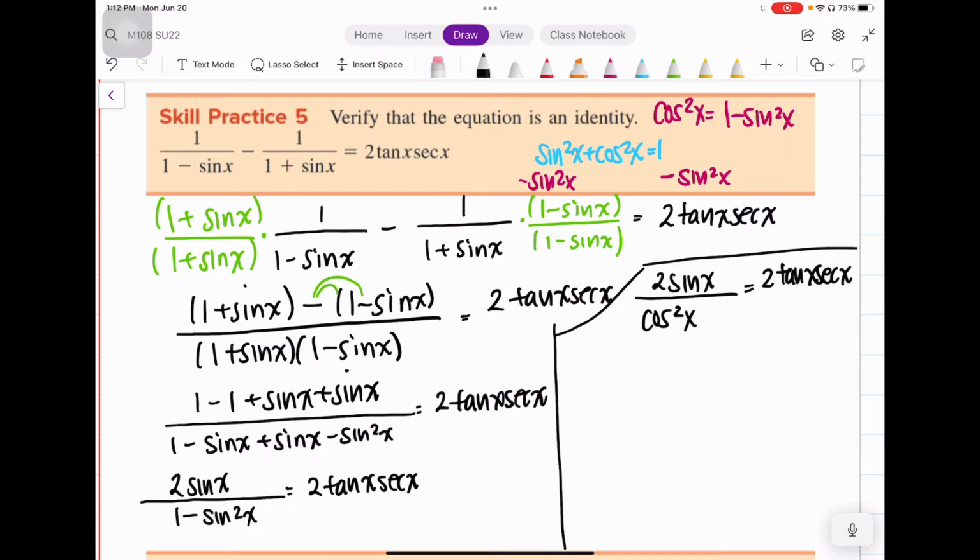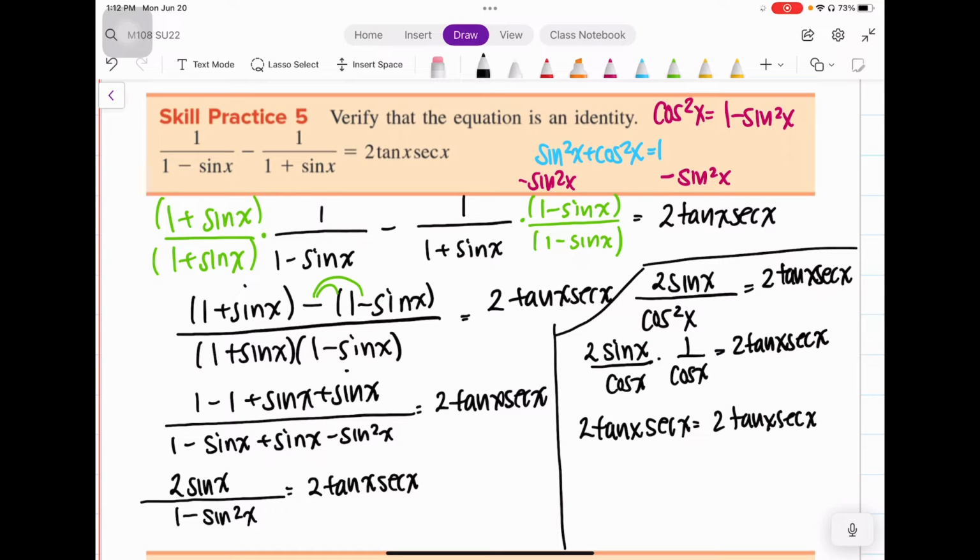Tangent is sine over cosine, and secant is 1 over cosine. So I really need the cosines split up. So let's say I have 2 sine of x over cosine of x times 1 over cosine of x equals 2 tangent of x secant of x. And there I have it, because sine of x over cosine of x is tangent of x, and 1 over cosine of x is secant of x. And the left hand now matches the right hand.